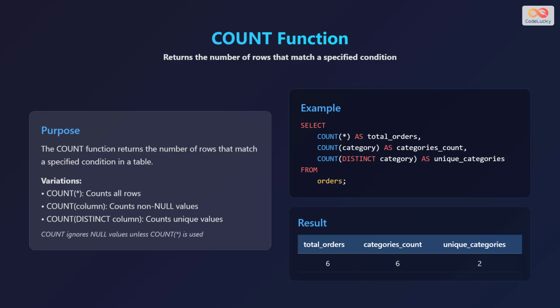For example, let's select count asterisk as total orders, count category as categories count, and count distinct category as unique categories from the orders table. The result will be total orders 6, categories count 6, and unique categories 2.